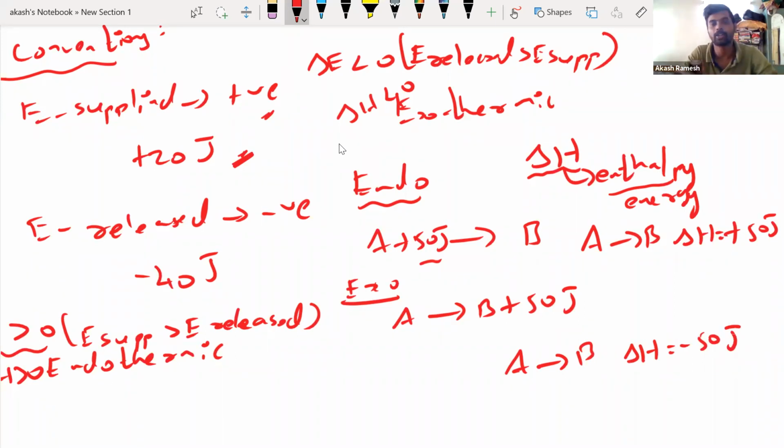So this is how we represent it. There are two ways of representing whether a chemical reaction is endothermic or exothermic. One is including the numbers in the reactant side or product side, or you include it with the help of delta H. Delta H will be positive for endothermic processes, and delta H will be negative for exothermic processes, and that is exactly how we write.